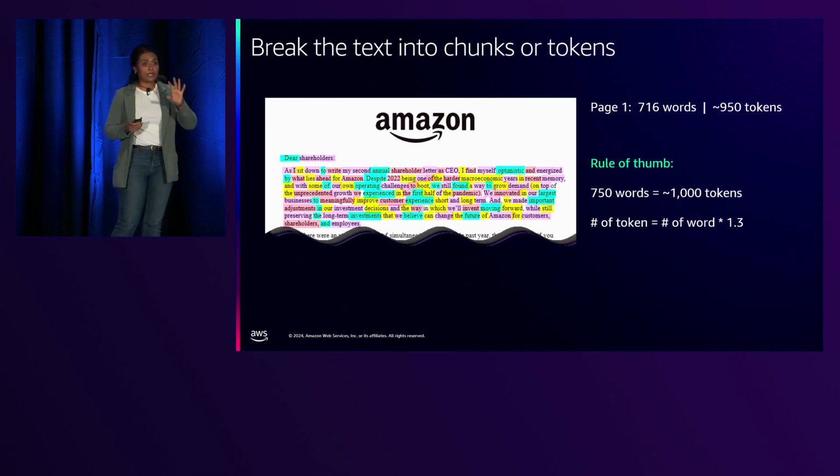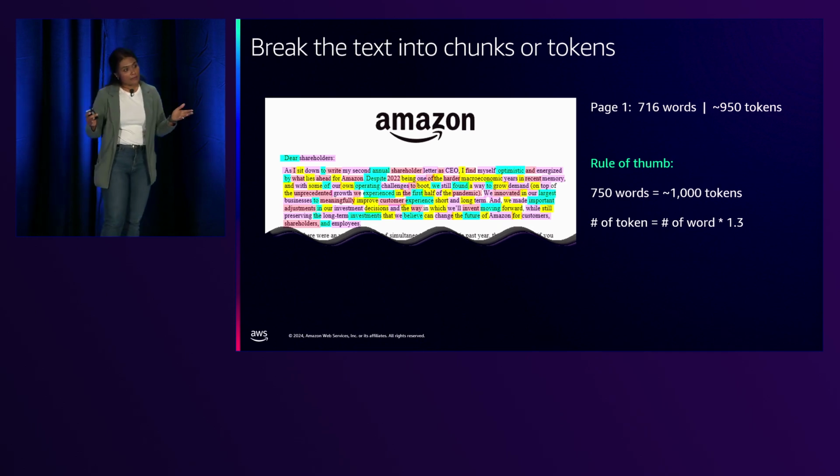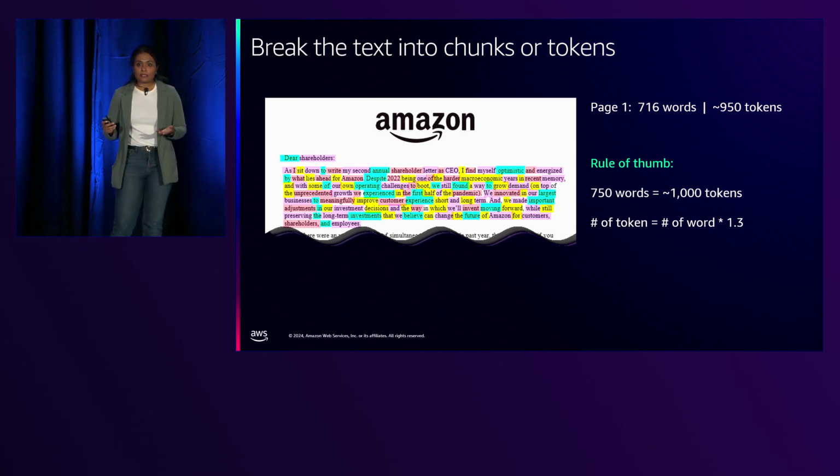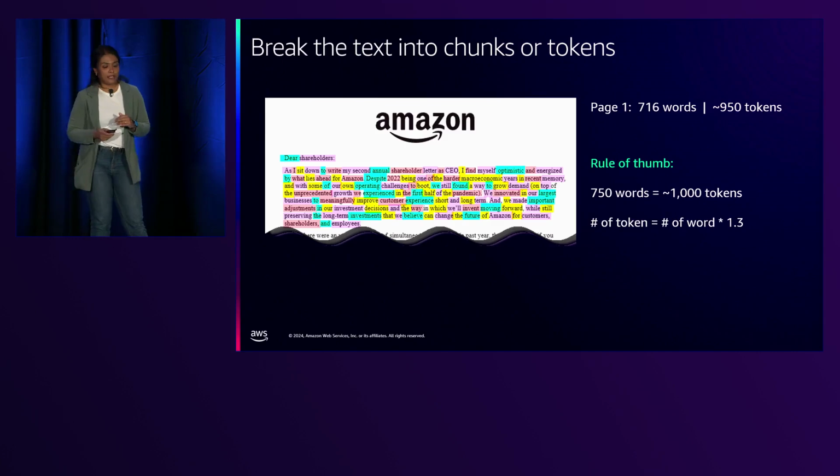Now, a token is not exactly a word. Sometimes a phrase can be a single token. Sometimes one word can be several different tokens. The rule of thumb is that 700-ish words will get you to about 1,000 tokens. But again, that can vary based on the model that you're using underneath.